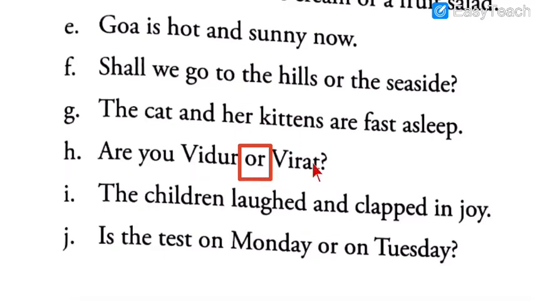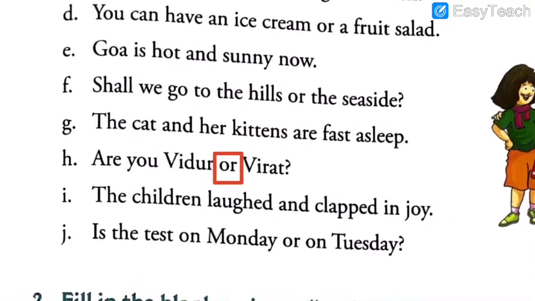Are you Vidur or Virat? Here the options are there. You will have to select any one name for you. You cannot have both the names, Vidur or Virat. Are you this or are you that? Who exactly are you? You cannot be two persons, right? You might be having two names, but you cannot be two persons at the same time. So, Vidur and Virat, if we write, then it is combined. Vidur or Virat, if we write, then it is an option.